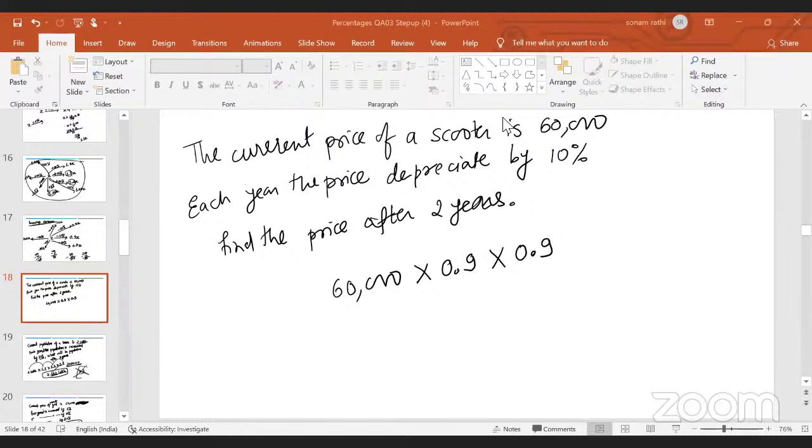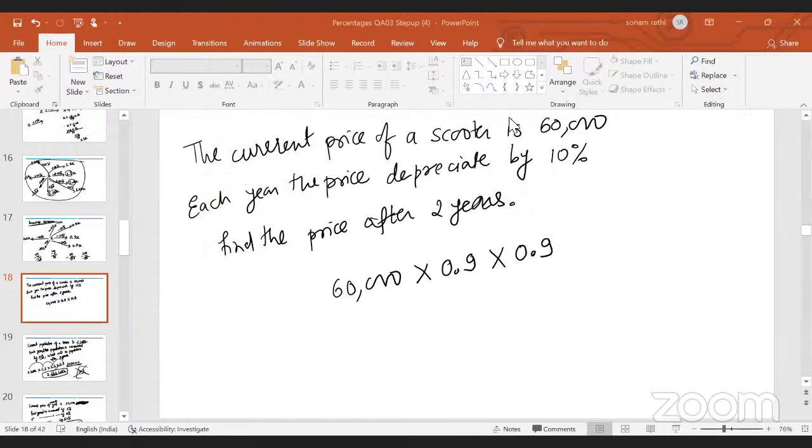The answer will be 60,000. Everyone check your answer. Anjali, check your answer again. Yes, ma'am. Amit, check your answer again. Yes, now you're getting it correct.